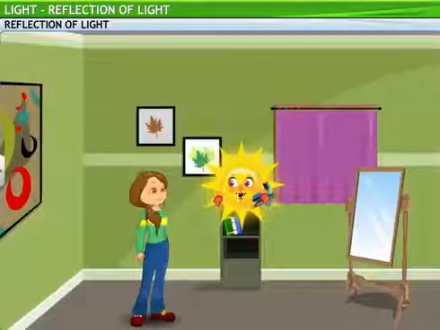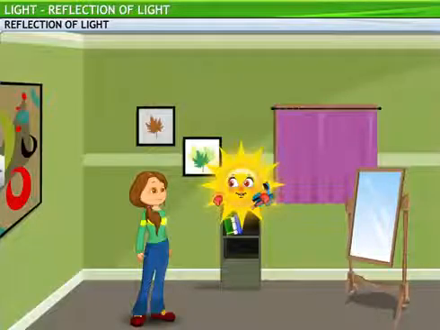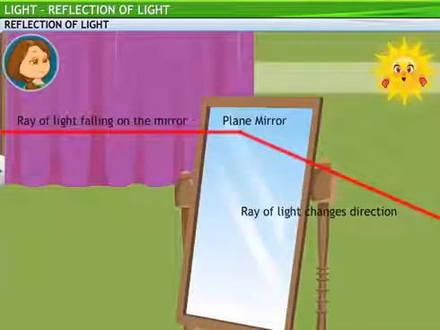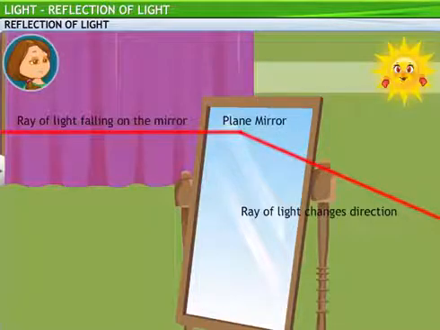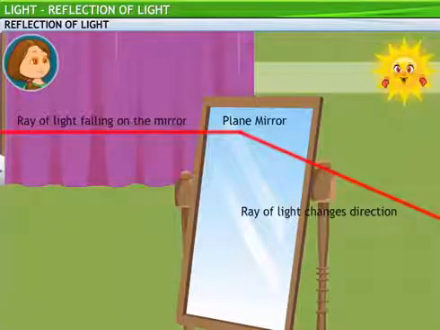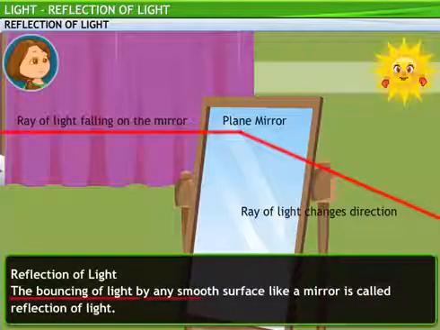Just like the beam of light incident on the mirror of the dressing table, let's direct the red beam of light from your brother's toy gun to incident on the mirror. Do you see what happens to the beam? Oh yes, it changed direction, just like the beam I noticed earlier. This happens because light incident on any smooth surface, like a mirror, bounces back into the same medium. This bouncing of light by any smooth surface, like a mirror, is called reflection of light.